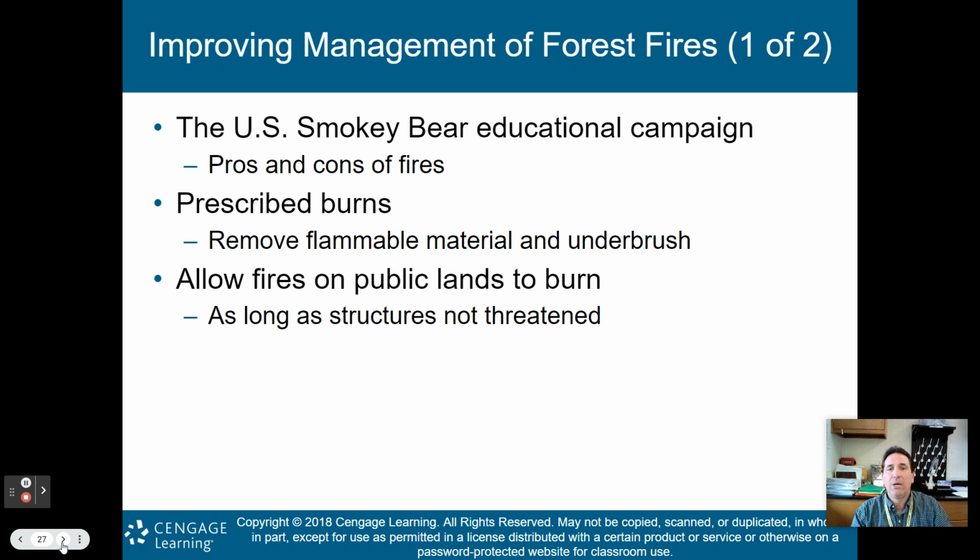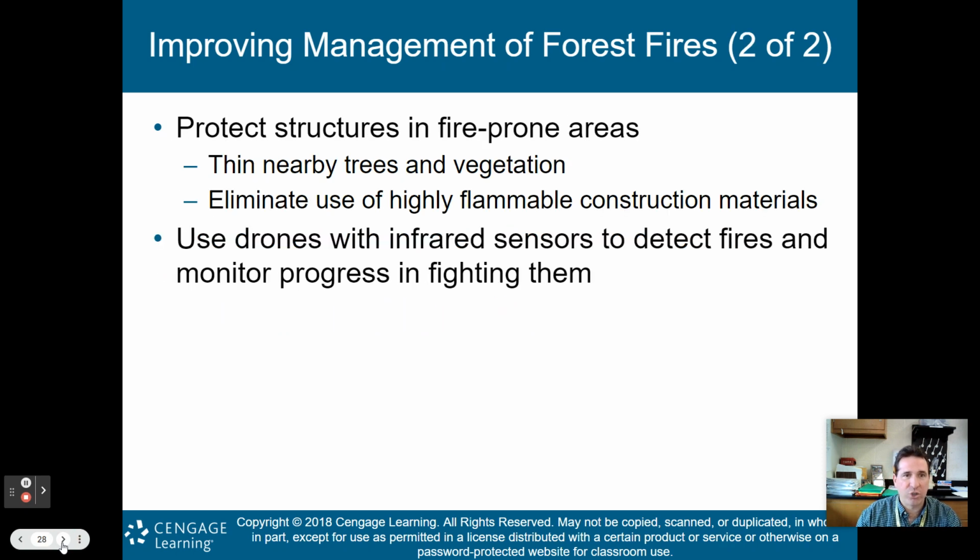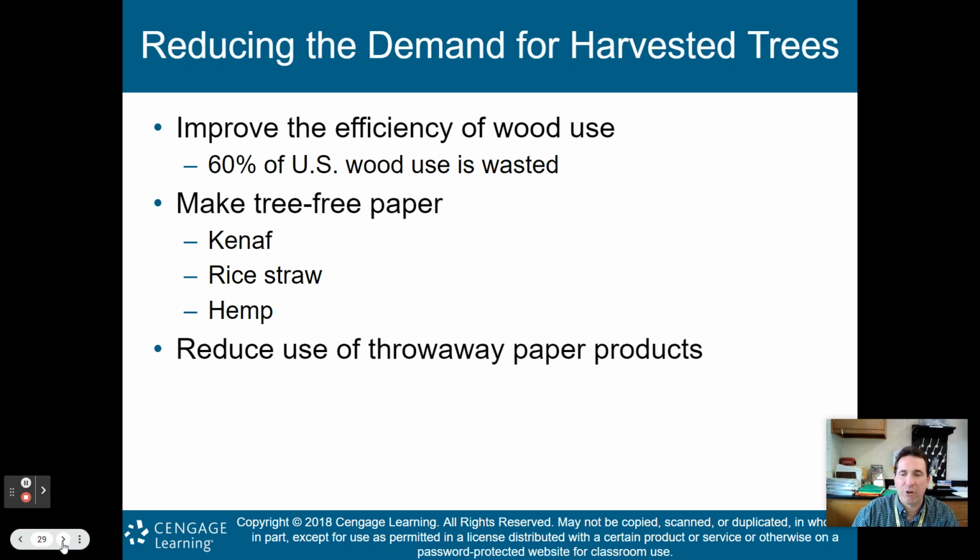Again, control them, but they can help protect you from the huge crown fires. And allow fires on public land to burn as long as structures aren't threatened, because that can help with reestablishing the biodiversity on those public lands. Protect structures in fire-prone areas, thin nearby trees and vegetation, and eliminate the use of highly flammable construction material. Again, all ways to improve the management of forest fires. And then use drones with infrared sensors to detect fires and monitor the progress in fighting them.